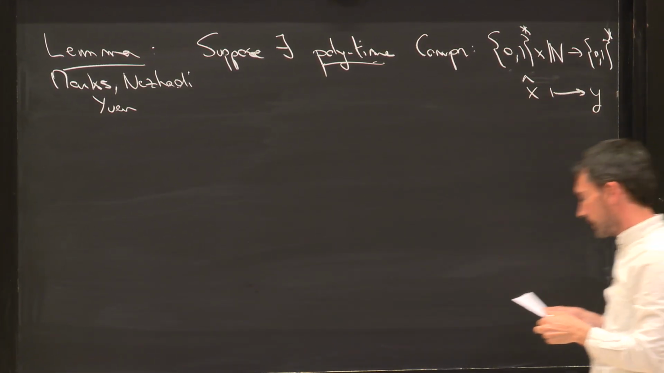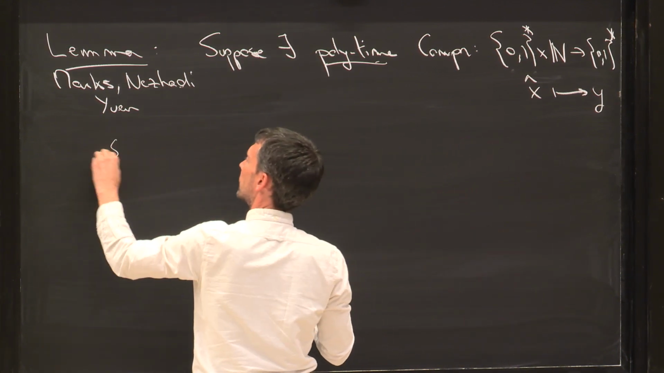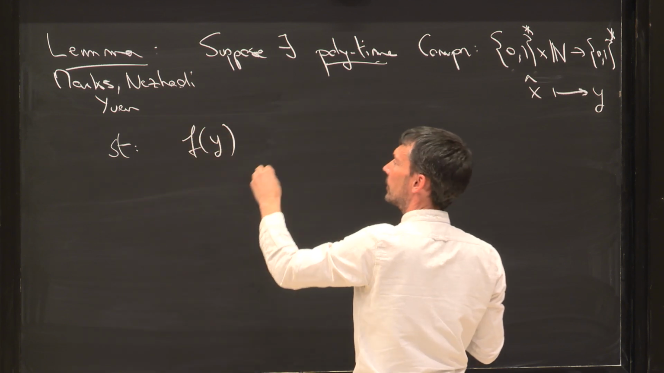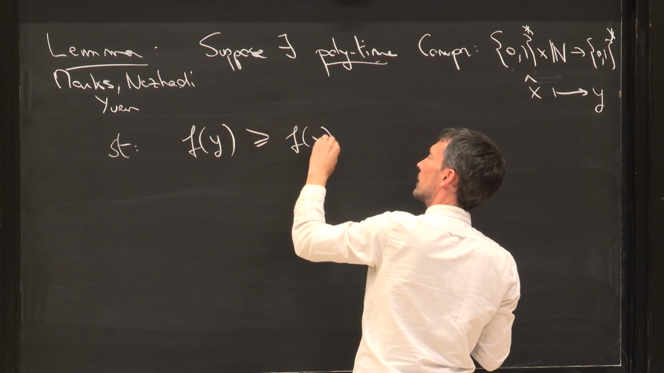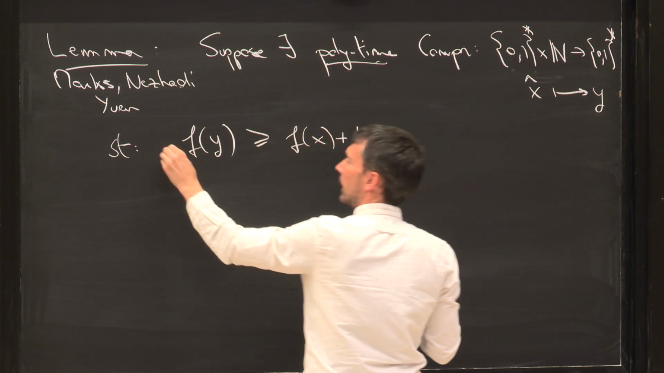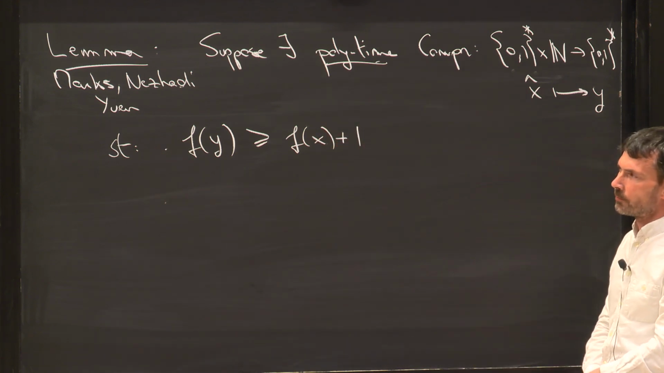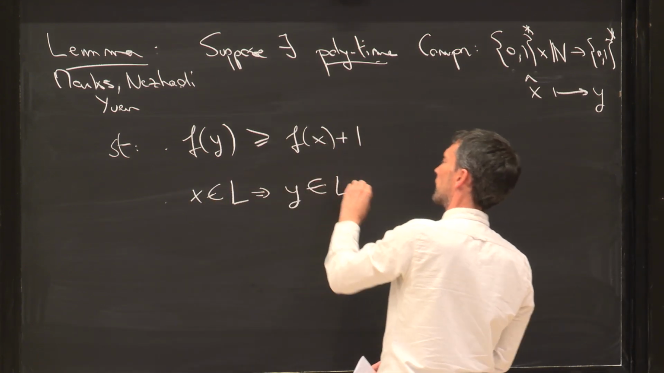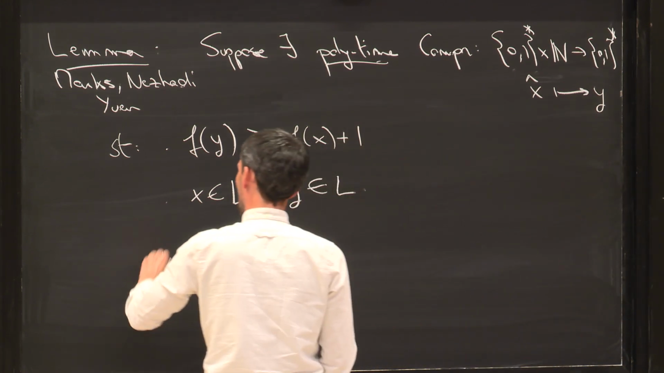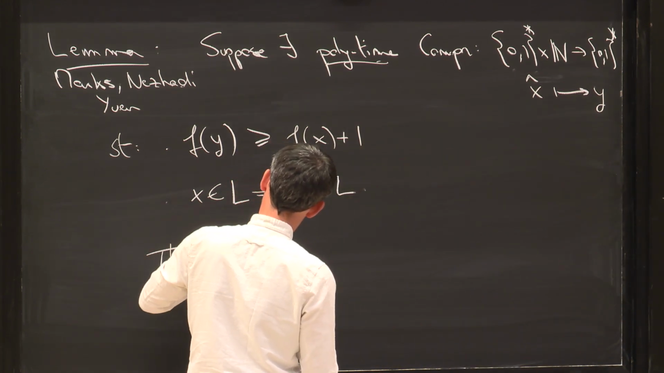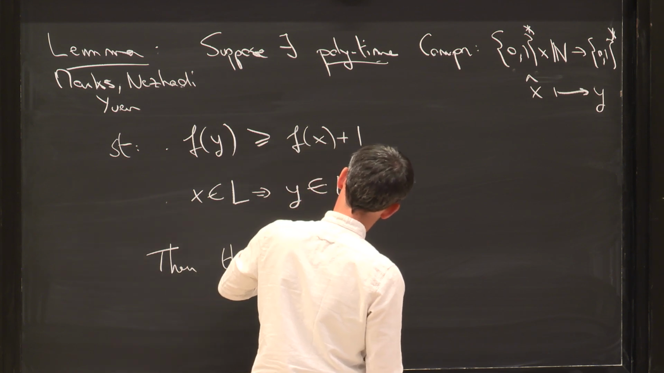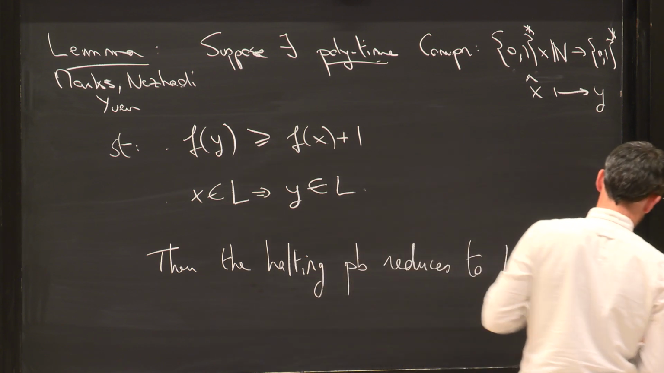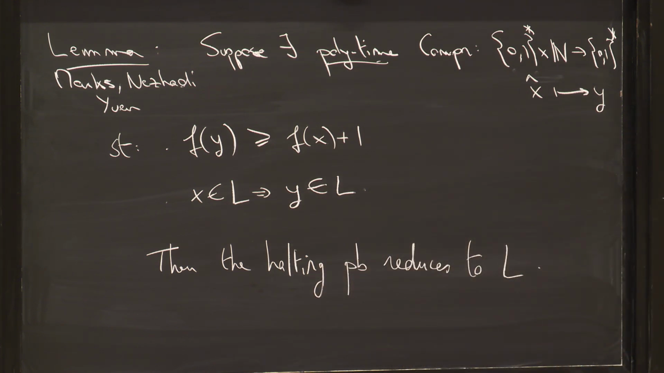So you put in my compression such that two conditions hold. First of all, remember we had a function f here. This f should increase through compression by at least 1. And second, this compression function should preserve membership in the language L. So x in L implies y in L. Okay? So suppose that all these things hold, then the halting problem reduces to the language L.